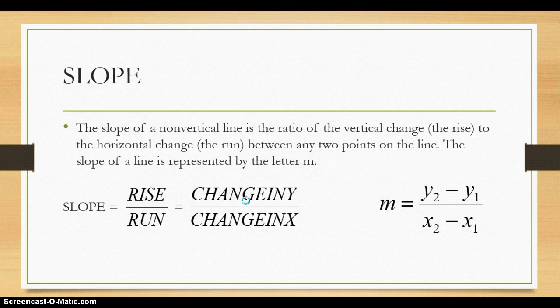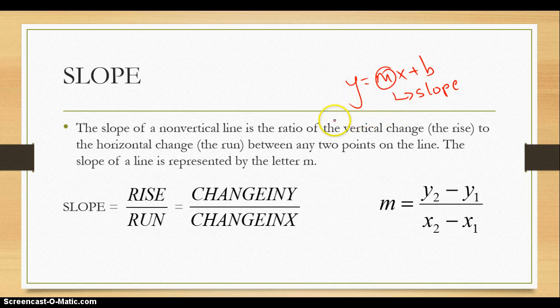So how do you find the slope? The slope of a non-vertical line is the ratio of the vertical change, the rise, to the horizontal change, the run, between any 2 points on the line. The slope of the line is represented by the letter m. So when we talk about slope-intercept form, y equals mx plus b, m always tells us the slope.